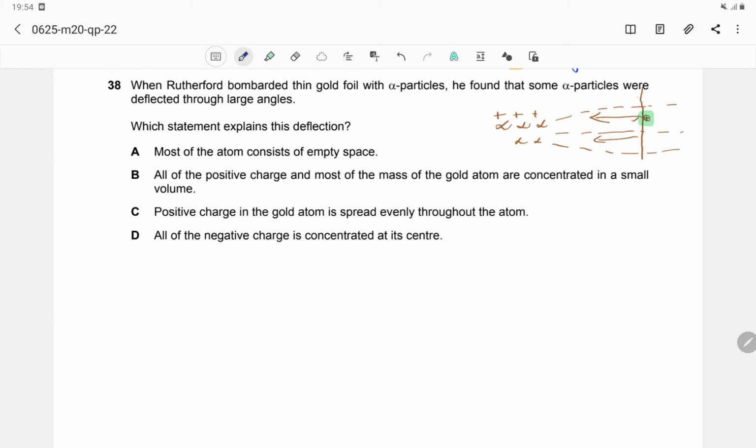Now let's check the options. Option C says most of the atom consists of empty space. But it's not about empty space. It says that he found some of the alpha particles were deflected.